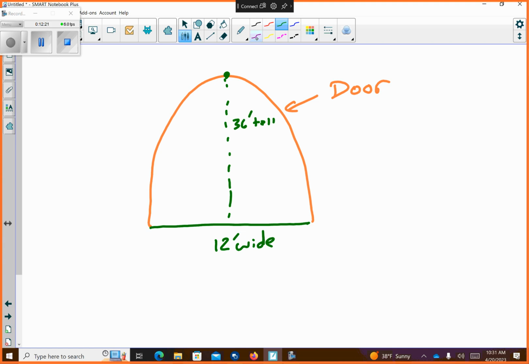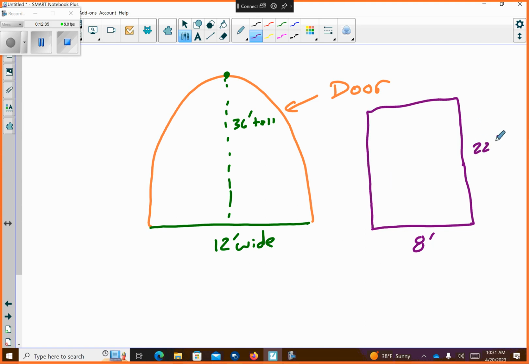Okay? So now we wanted to know, how big is my box? 8 feet wide. 8 feet wide and how much tall? 22. Oh. Okay, then it's 22 tall. So this could fit. Okay, so we're trying to push that box through that doorway.